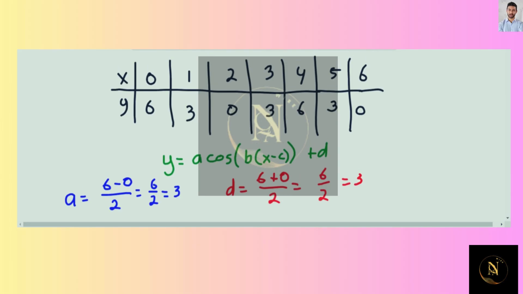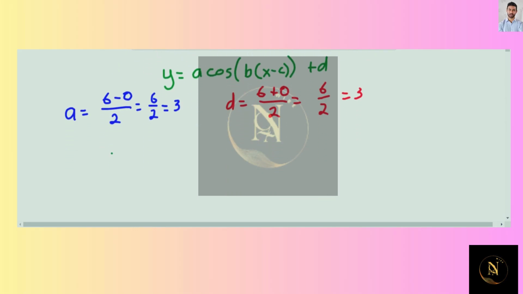Next, we're going to find b. In order to find b, we have to find the period. Remember, the period is the amount of time it takes to go through one full cycle. Notice when x is equal to 0, we start at 6, and we go through one full cycle, meaning we get back to 6 when x is equal to 4, which means that our period for this function is equal to 4.